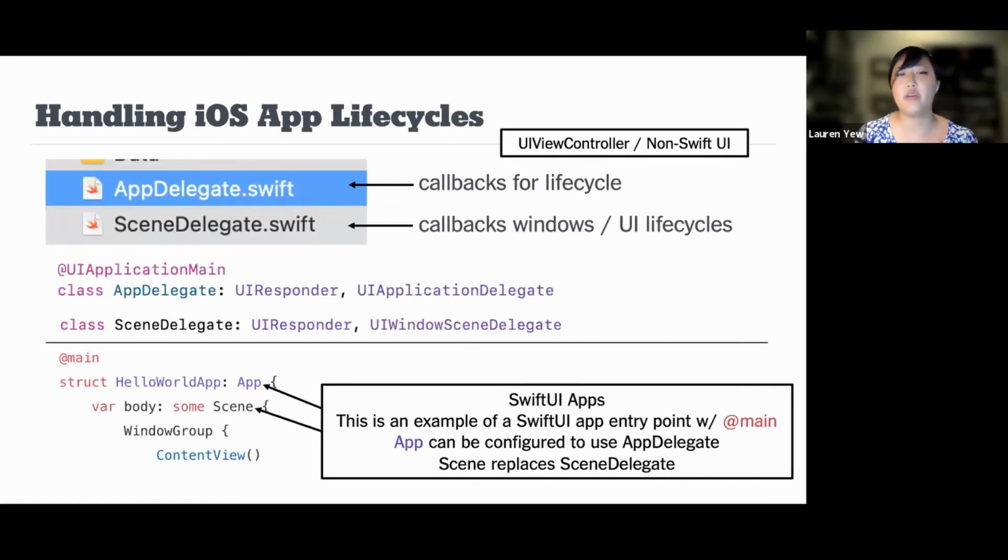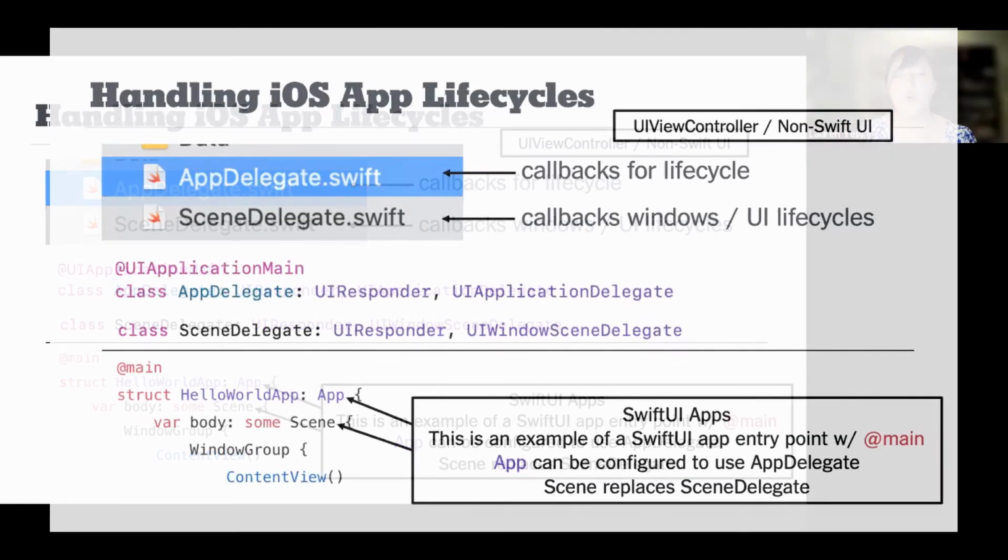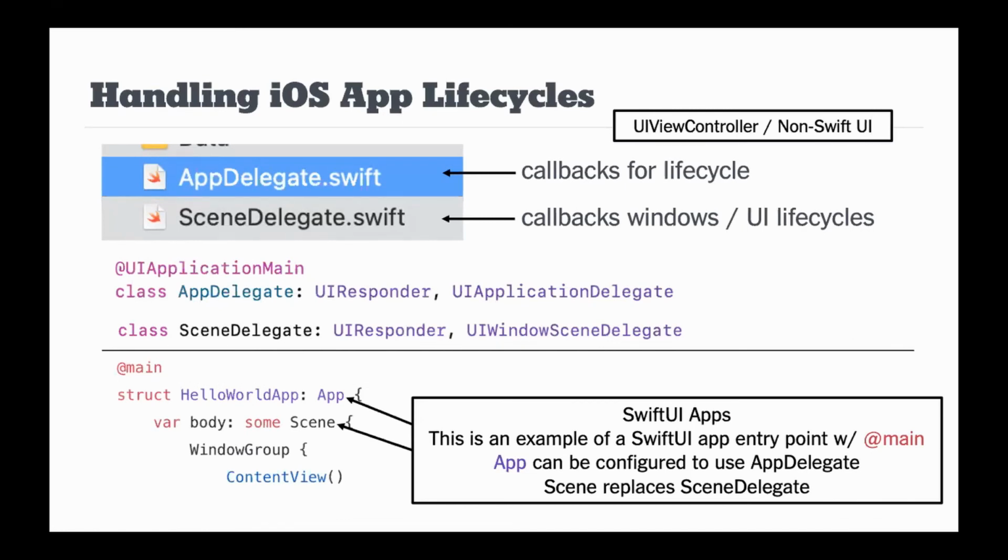So how do iOS developers handle these life cycles? Well, we can use the app delegate, which is basically the singleton application callbacks for the life cycles, or a scene delegate, which is callbacks for windows. So think iPads with multiple windows. It can handle the UI life cycles for that. If you're working with SwiftUI, the app delegate can still be configured to be used from your app, and the scene delegates have been replaced by scenes.